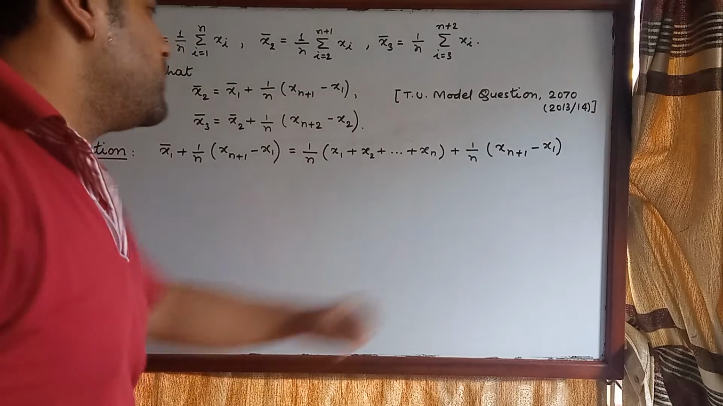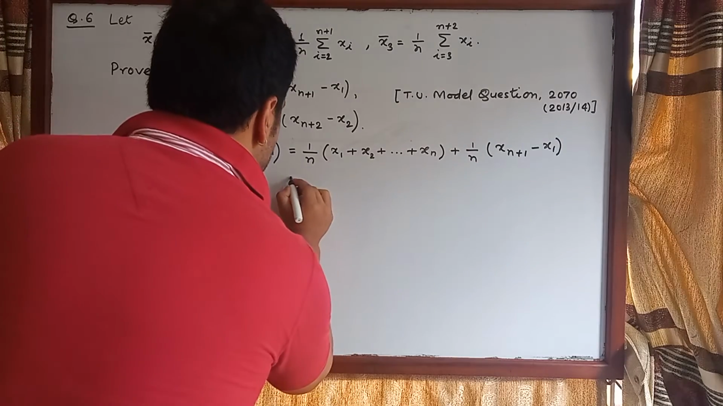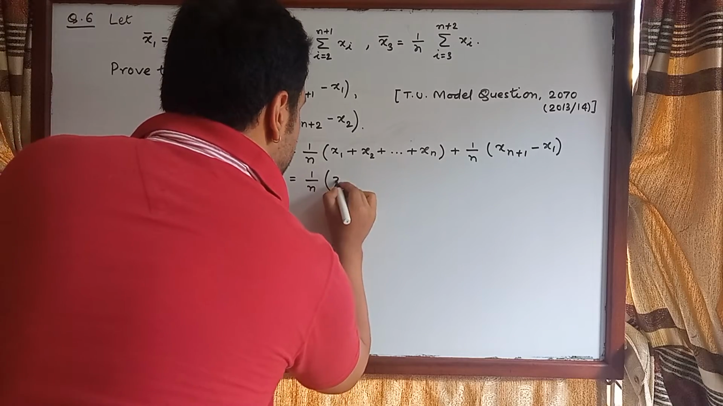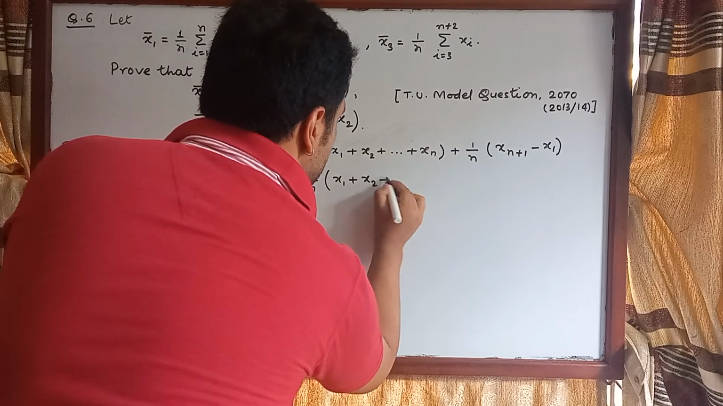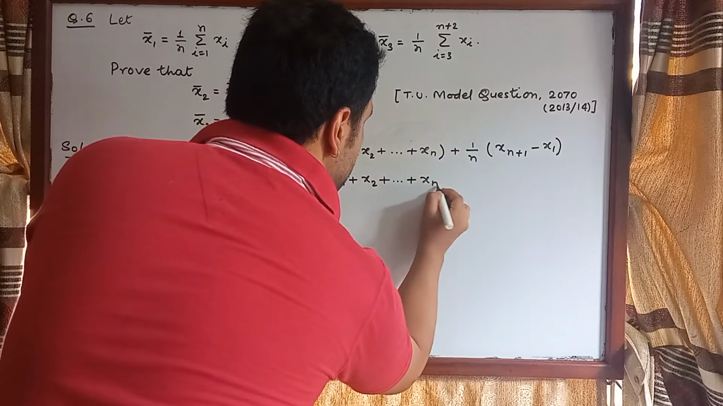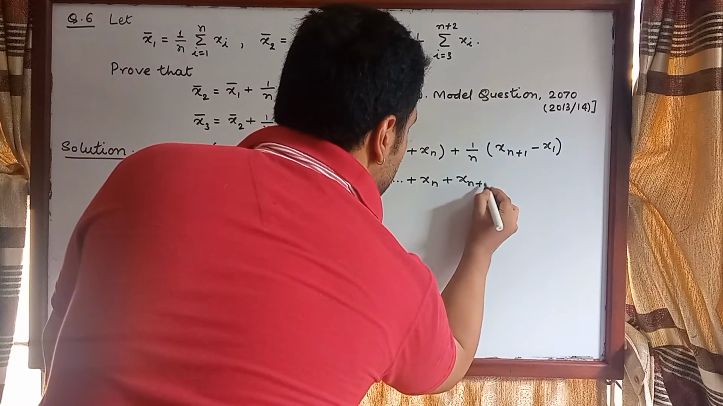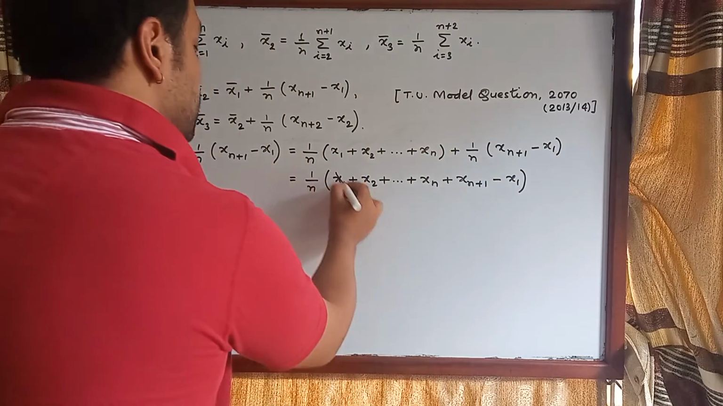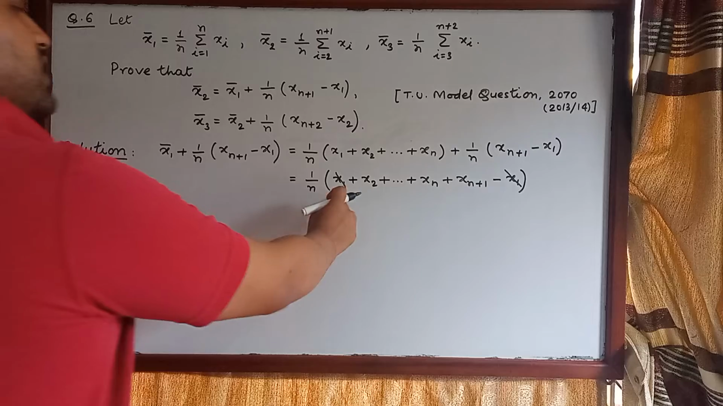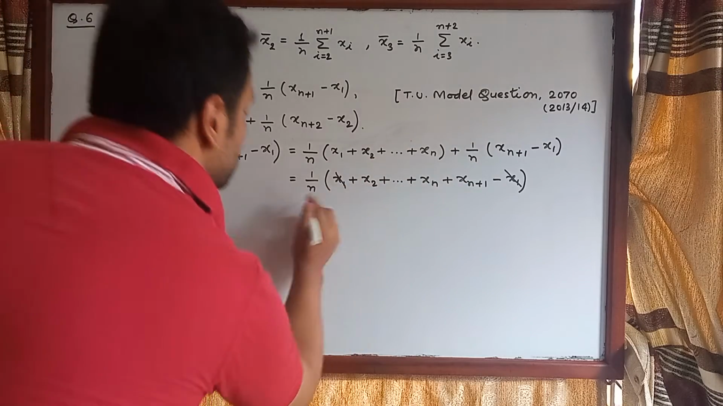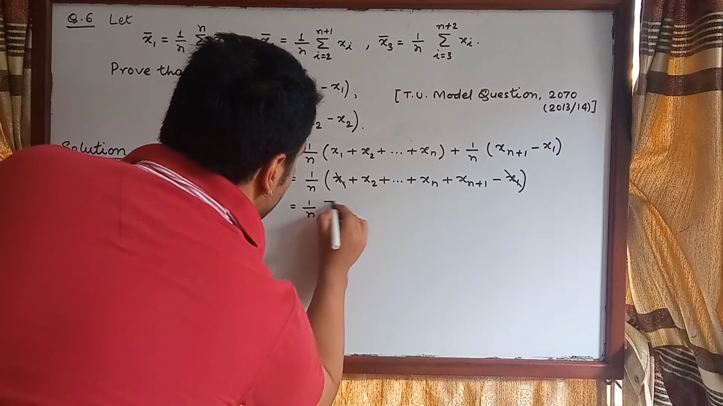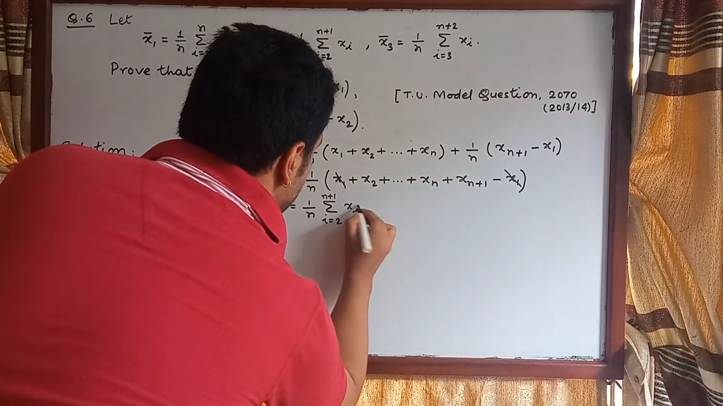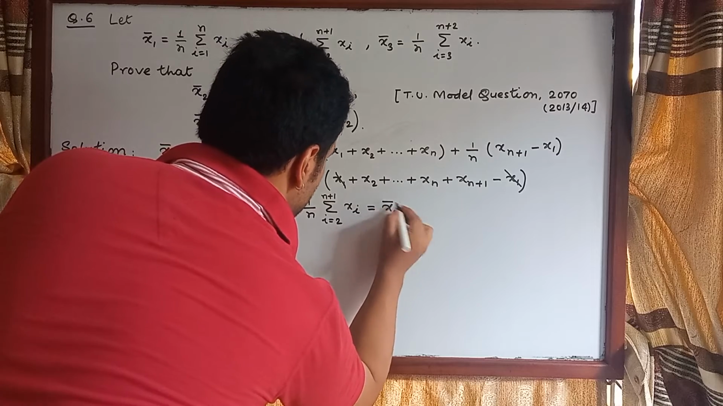1 by n is a common factor on both of these sides. So 1 over n times (x1 plus x2 plus up to xn plus x(n+1) minus x1). We can cancel out these x1 and x1 so that we get this sum, which is equal to 1 over n, summation i equals 2 to n plus 1 of xi, which is nothing but x2 bar as per our given conditions.